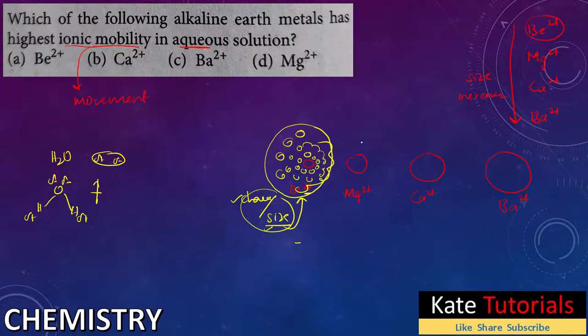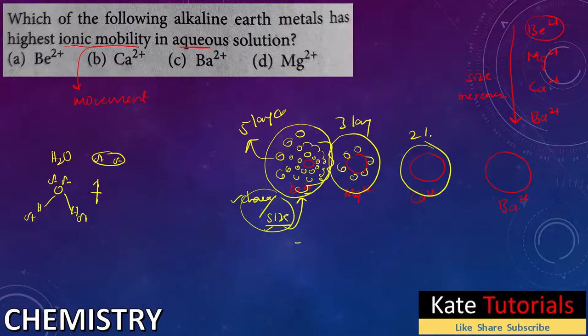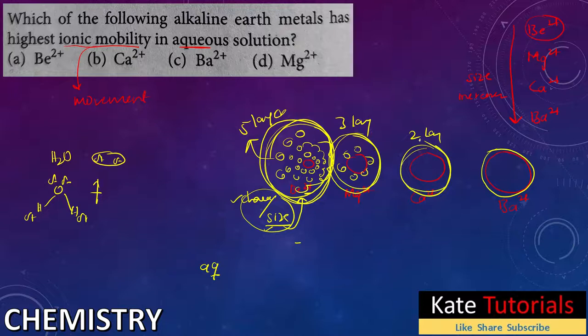Mg2+, water will surround, no doubt. If here it forms 5 water layers, here it will form how many? 3 water layers. Here it will form 2 water layers, and here it will form 1 water layer, right? Because of which we can see that in water, because they have asked in aqueous, right? In aqueous the size of Be2+ will be more, because more amount of water will be surrounding this Be2+ compared to Mg2+, compared to Ca2+, compared to Ba2+, right?